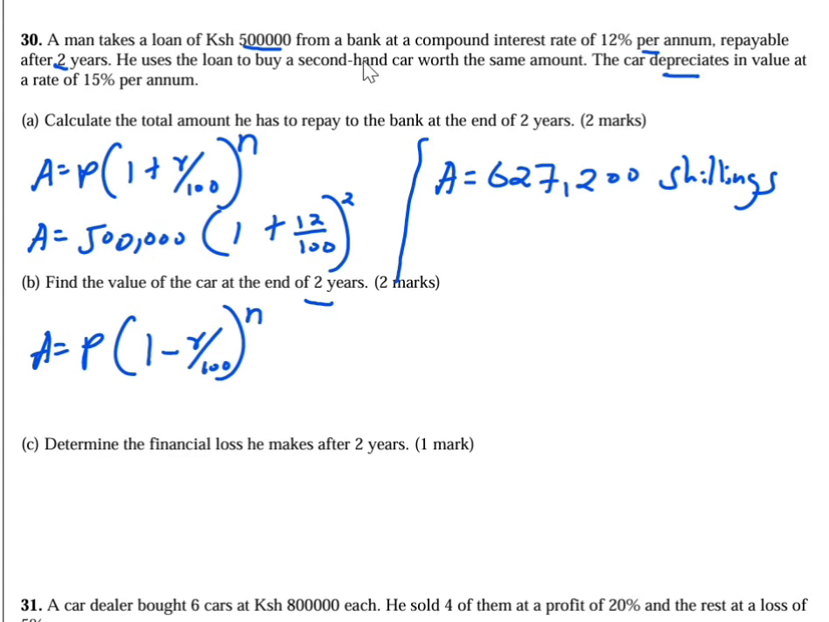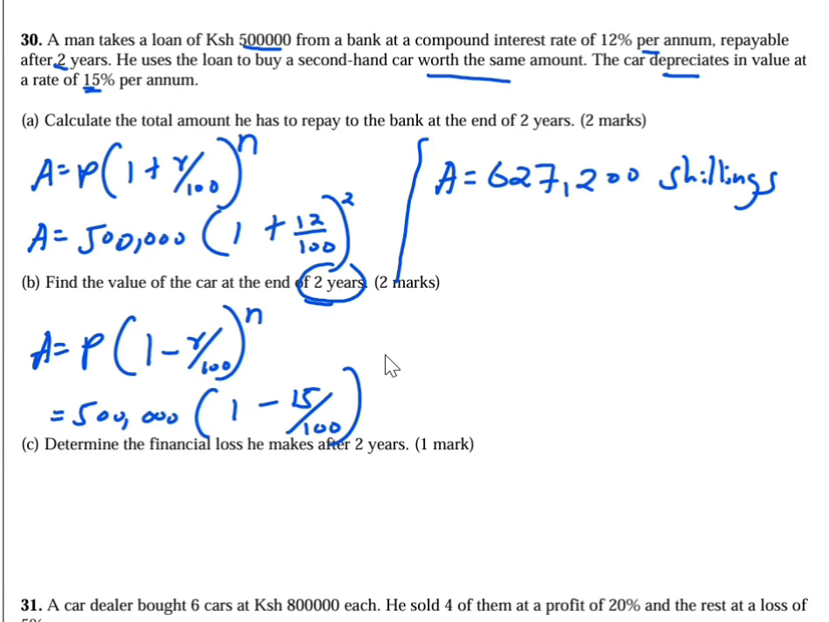So akanunua gari. Kwa hivyo gari ilikuwa pesa ngapi? It was worth the same amount. Worth amount ngapi? 500,000. Therefore the principal is 500,000. So you need to say it is 500,000 into 1 minus, in depreciation the rate ya gari ni nini? 15%. So 15 over 100. Then we want at the end of 2 years again.